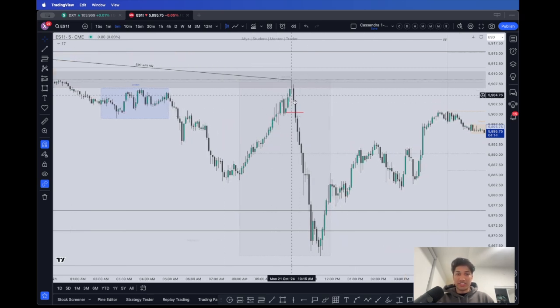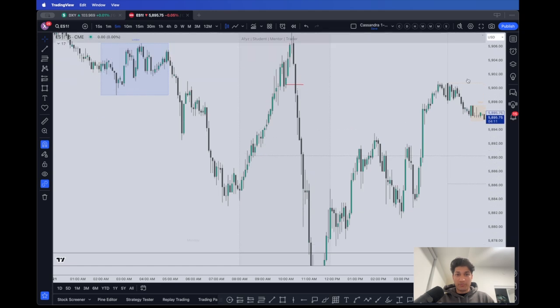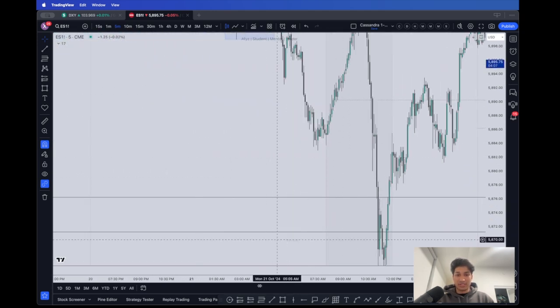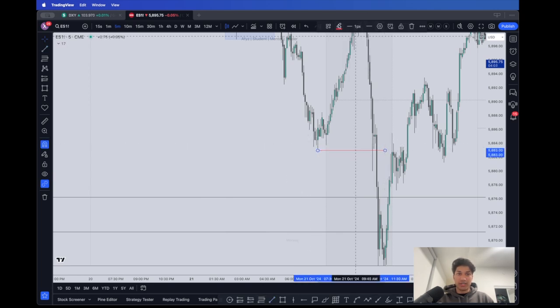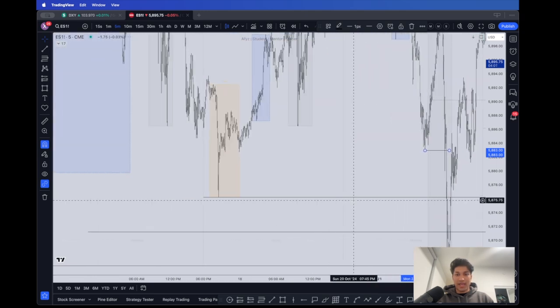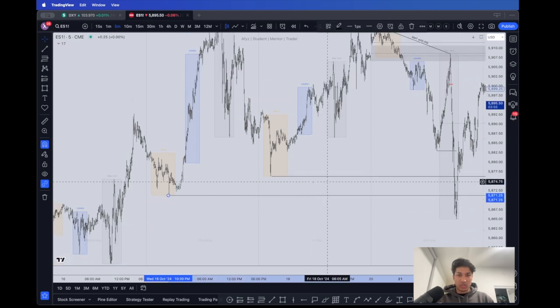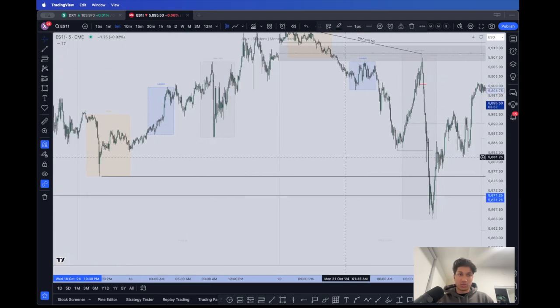Once we shifted delivery state lower, I was interested only in sell-side objectives, being the session low as the minor sell-side liquidity, and then of course the levels we had marked out, which were the Asian lows, and then previous day low here. So we had the previous day low from Friday and then also Thursday's low as well as our draws on liquidity.